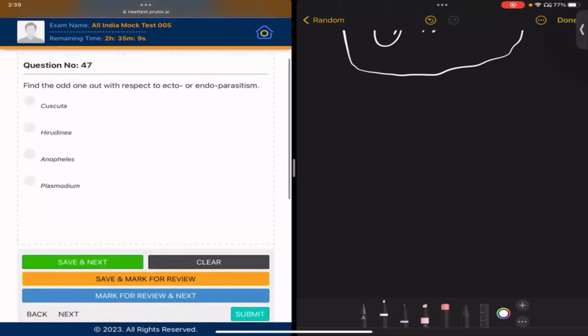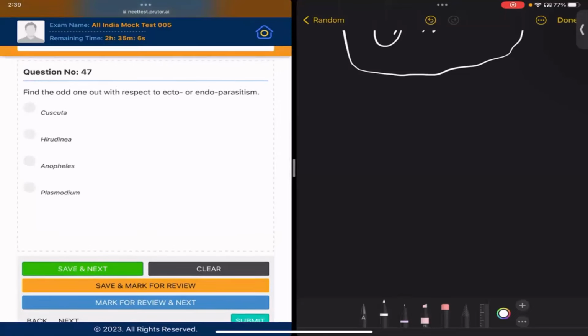Find the odd one out with respect to ecto or endo parasitism. Cuscuta, Hirudinaria, Anopheles, Plasmodium. Hirudinaria is a leech. Plasmodium is an endoparasite. Anopheles is a mosquito, obviously an ectoparasite. Hirudinaria is an ectoparasite, Cuscuta is an ectoparasite, Plasmodium is endo.